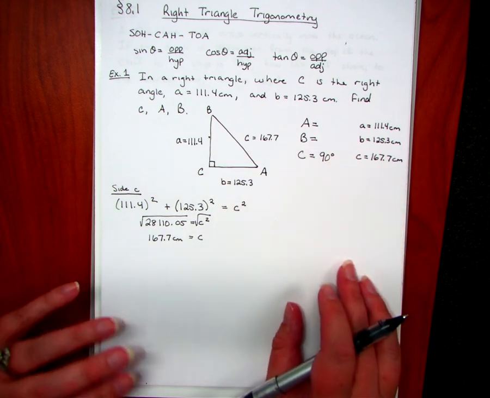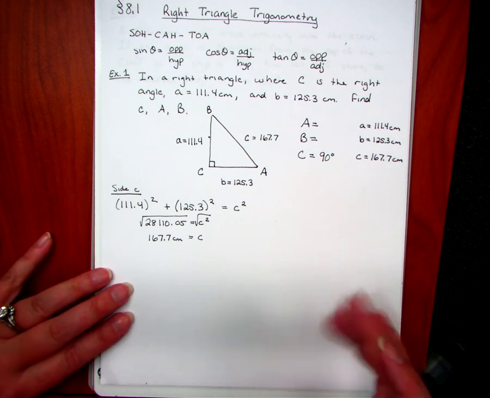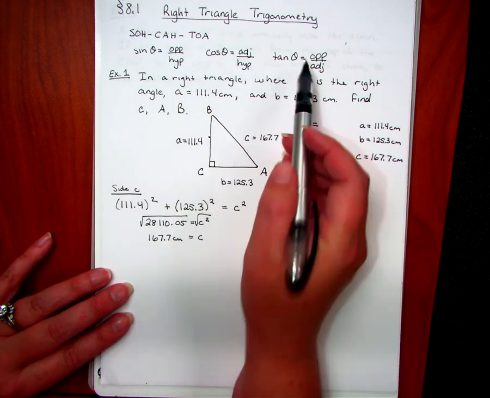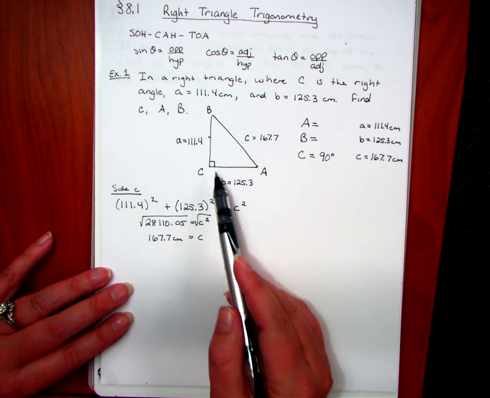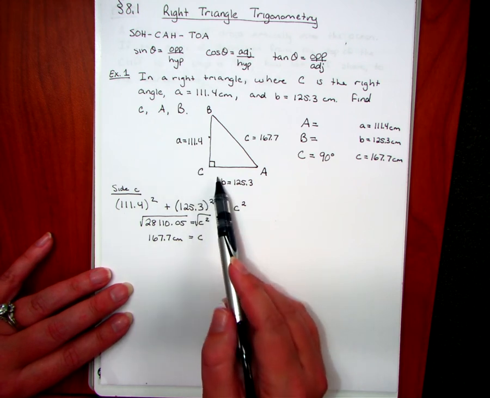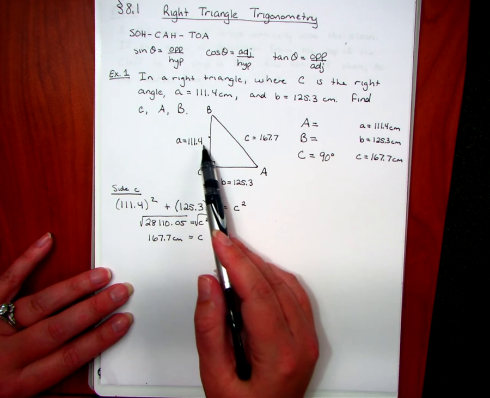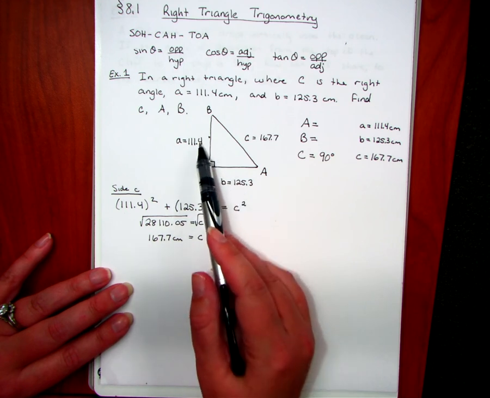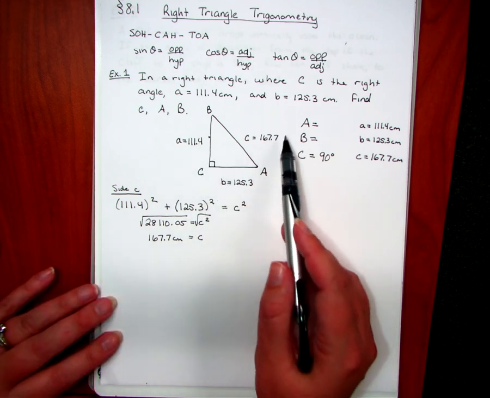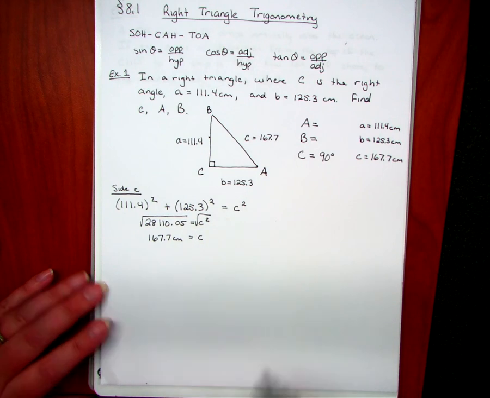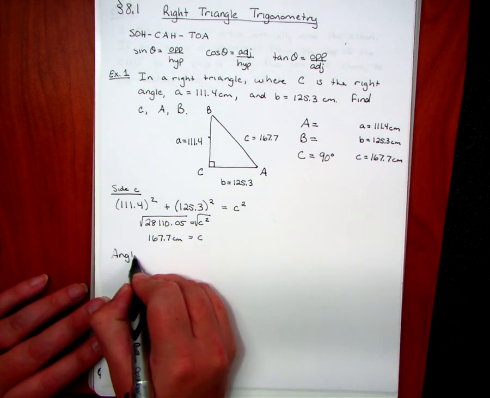Alright, so now we can solve for angle A and angle B using our trig functions, using our SOHCAHTOA. Right? Now, I am going to use little a and little b since they are given. And so I'm going to use the trig function that only uses the opposite and the adjacent sides. I'm not going to use the hypotenuse just in case I made a mistake here. All right? So let's go ahead and solve for angle A first.